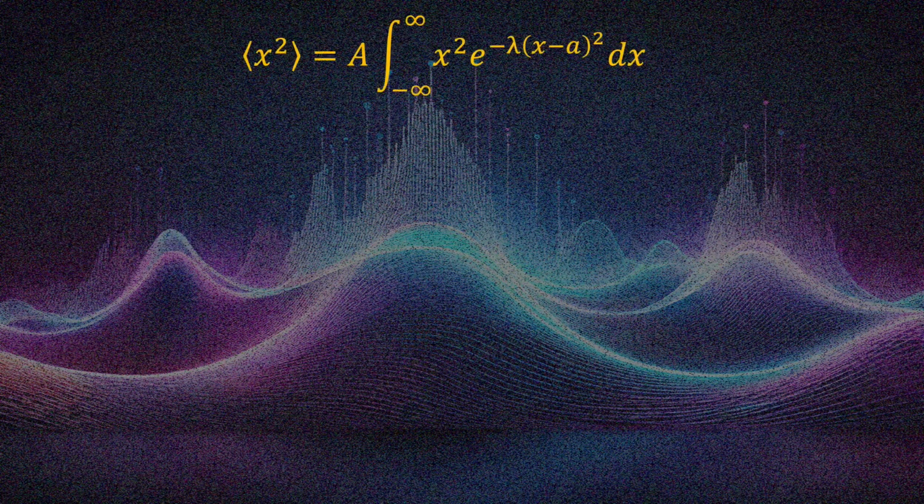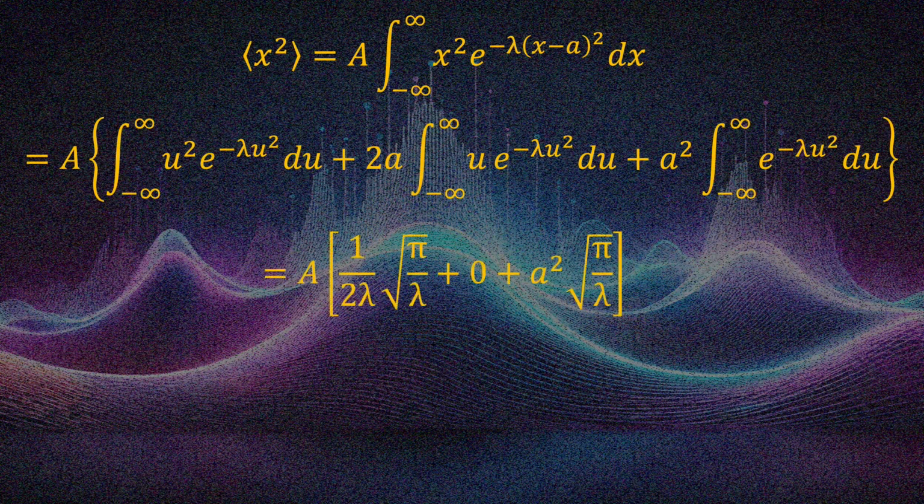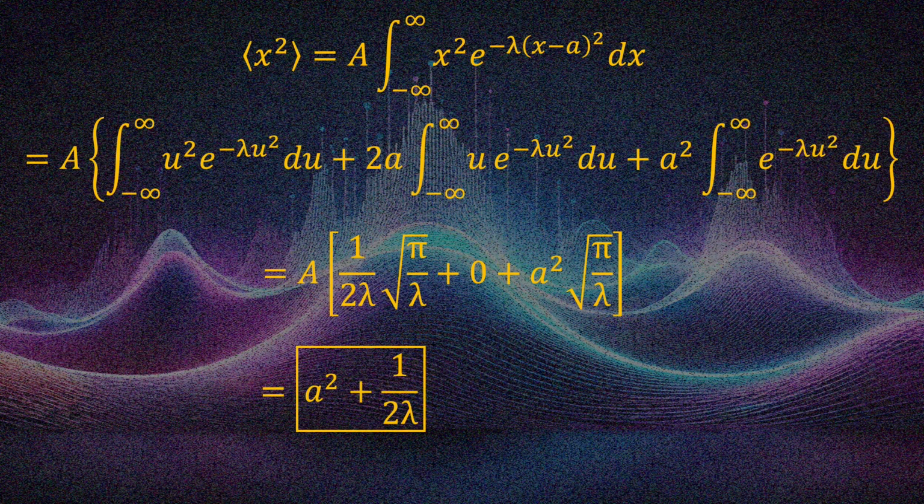Now we do the same thing to calculate the expectation value of x squared. Again, the second integral cancels out because it's an odd integral, so it goes to 0. The first integral is also a very well-known integral, and you can find it online. This is equal to this expression, and the third one we already knew how to do, and you get the expectation value of x squared is a squared plus 1 over 2 lambda.